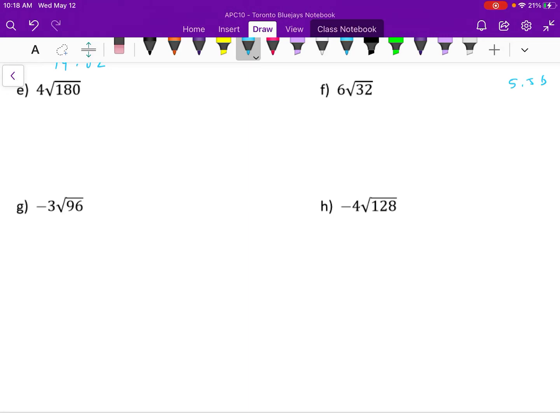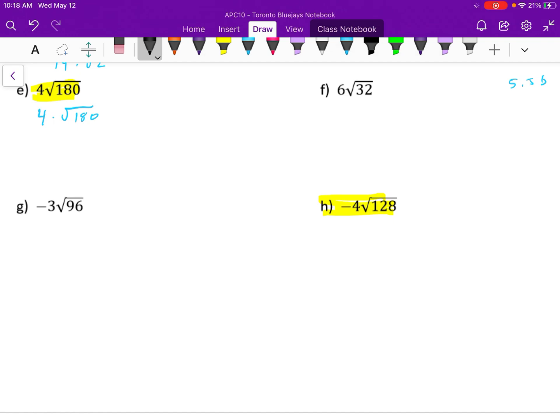I'm promised that we are nearing an end to simplifying these radicals. So, I'm going to choose to do this radical right here and this radical right here. I'm only going to do 2 examples. Now, keep in mind that 4 root 180 means 4 times the root of 180.